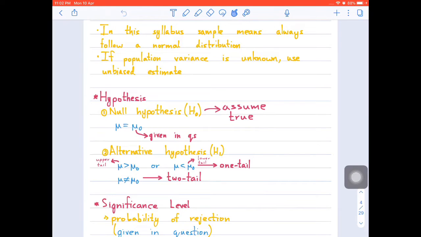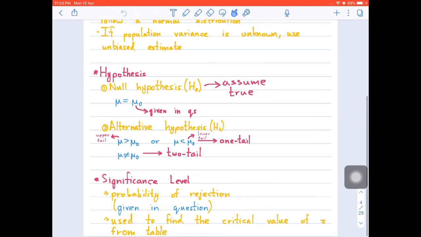If it's greater than, then that is an upper tail test. I'll be explaining what that means. If it's lesser than, that's a lower tail test. If mu is not equal to the certain value, then that means that mu could be either greater than or lesser than. This is the two-tailed test. Again, I'll be explaining this more and it will get clearer with the questions when we try them.